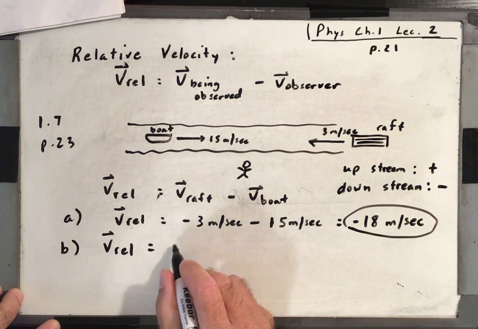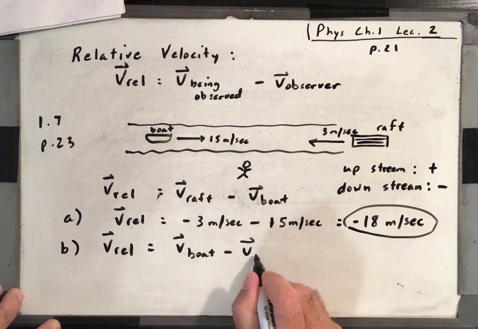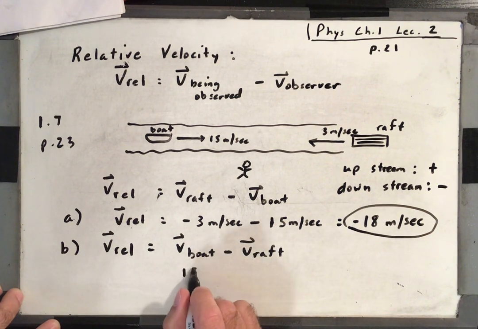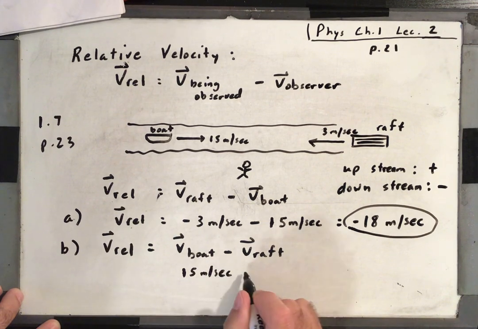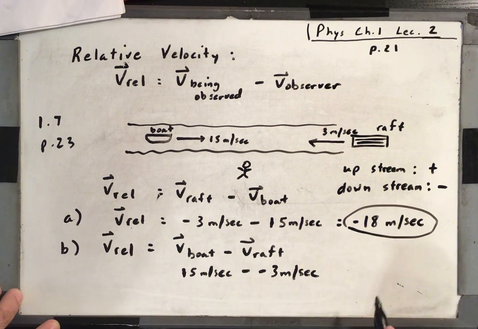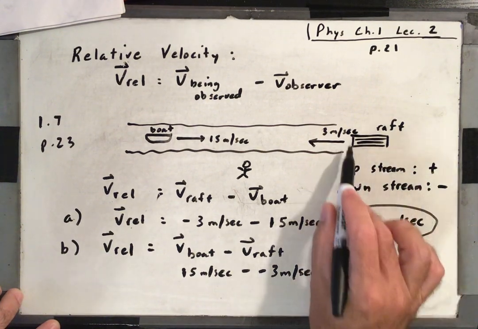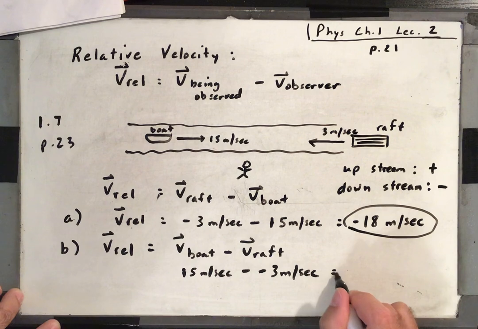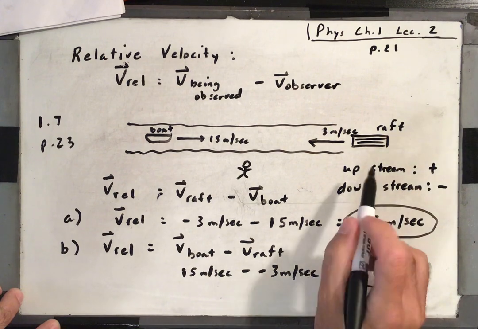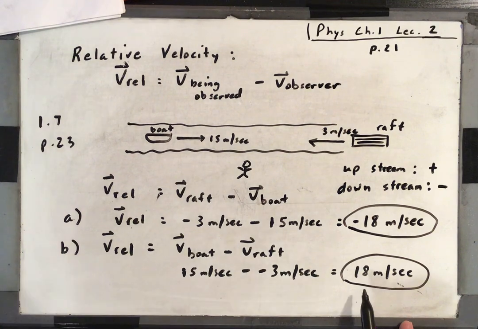That's going to be the velocity of the boat minus the velocity of the observer, the raft. So that would be 15 meters a second minus -3 meters a second. The raft is going -3 meters a second because that's how we defined it. So minus negative would be plus, so that's 18 meters a second. So the boy on the raft thinks, the way it looks, that the boat's coming towards him at 18 meters a second. So I hope that makes sense to you.